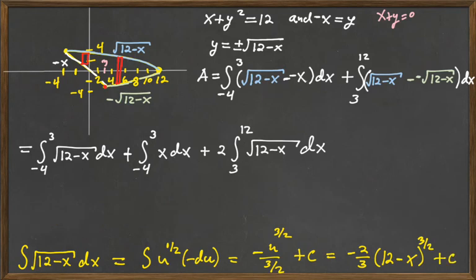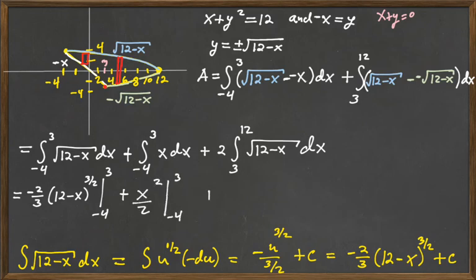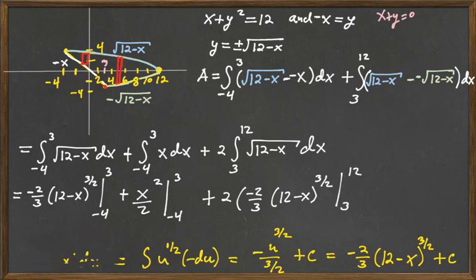So we're going to go ahead and do that with both of our definite integrals involving the square root of 12 minus x. So negative 2/3, 12 minus x to the 3/2 power, evaluated from negative 4 to 3, plus x squared over 2, evaluated from negative 4 to 3, plus 2 times negative 2/3, 12 minus x to the 3/2. And then we're going to evaluate that from 3 to 12.